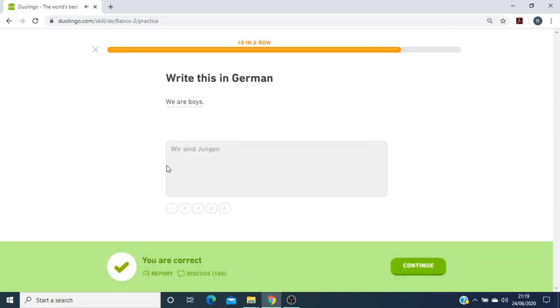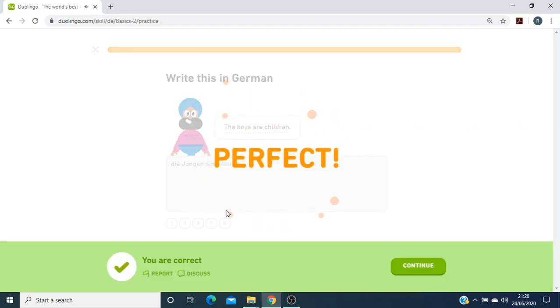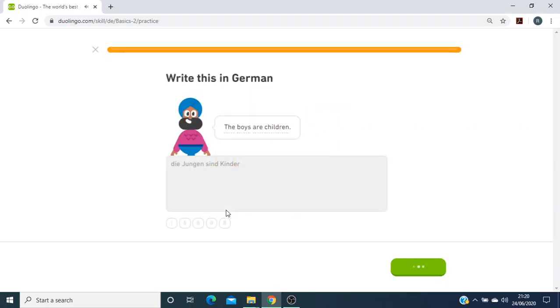Remember to capitalize all your nouns. That's one of the first grammar rules I learned in German, and let's just say I got it wrong a few times, but that's kind of inevitable when it's something you're not used to in your native language. That is a man. Das ist ein Mann. Boys are children. Die Jungen sind Kinder. So there we go. That's it for Basics 2.